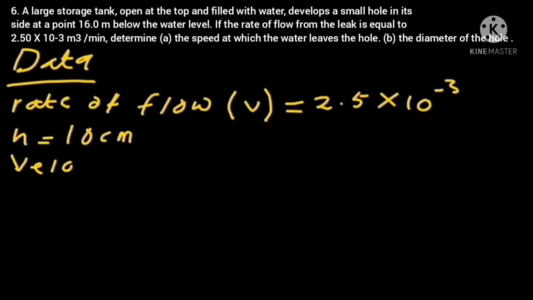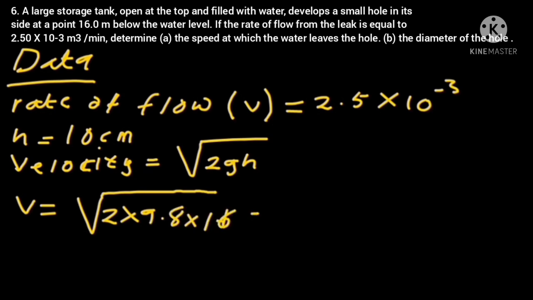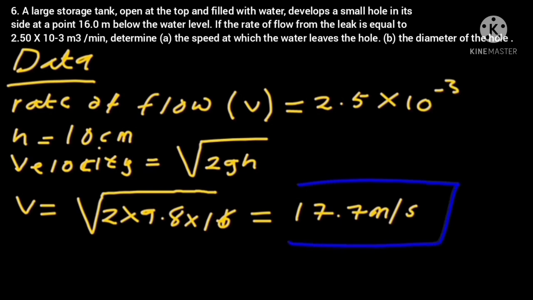And then I will get another question. So locating the speed at which the water leaves the hull. So velocity is equal to the square root of 2gh. So velocity is equal to the square root of 2 times 9.8 times the height of 16, which is going to give us 17.7 meters per second. So that's the speed at which the water leaves the hull.